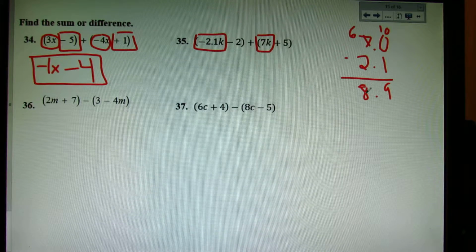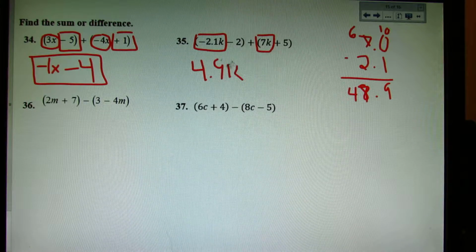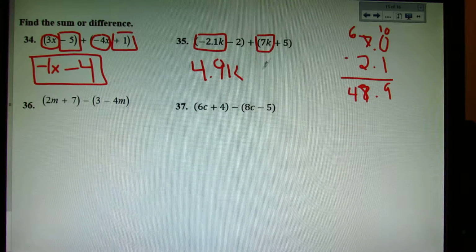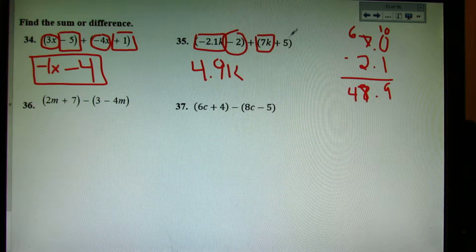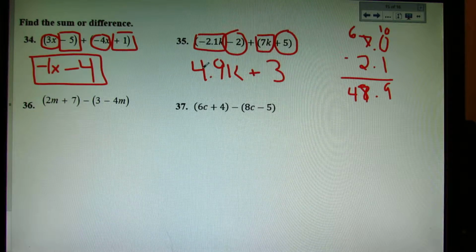Oop, that's not an 8. That's a 4. Alright, I get positive 4.9k. Ooh, sorry, my k's off. And then I have a negative 2 and a positive 5. Negative 2 plus 5 in my calculator gets me a positive 3. Final answer, 4 9/10 k plus 3.